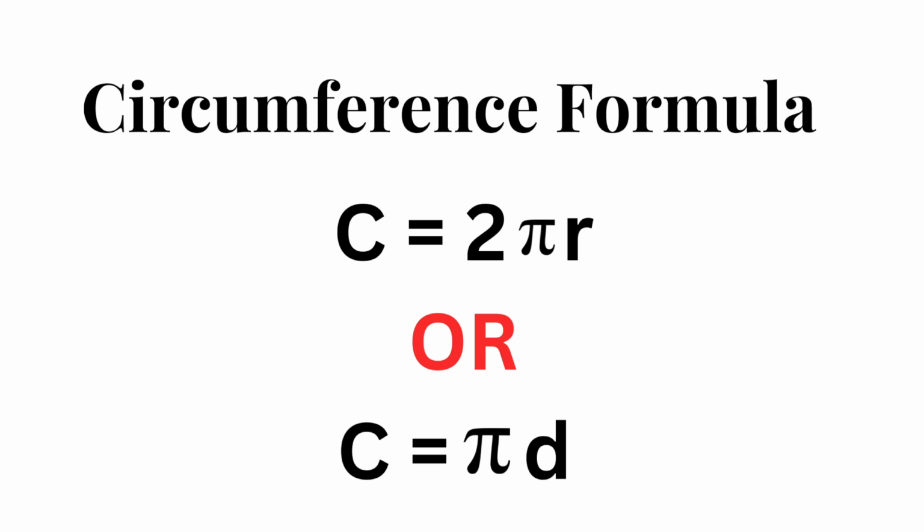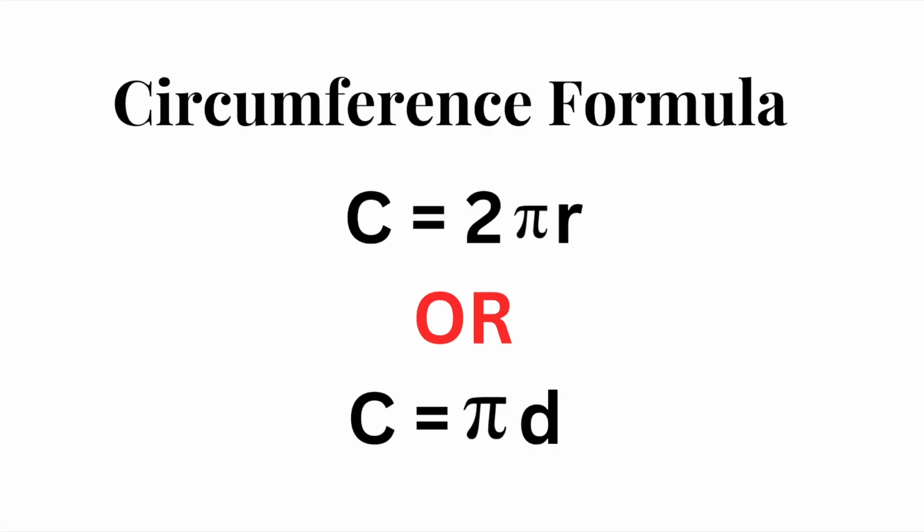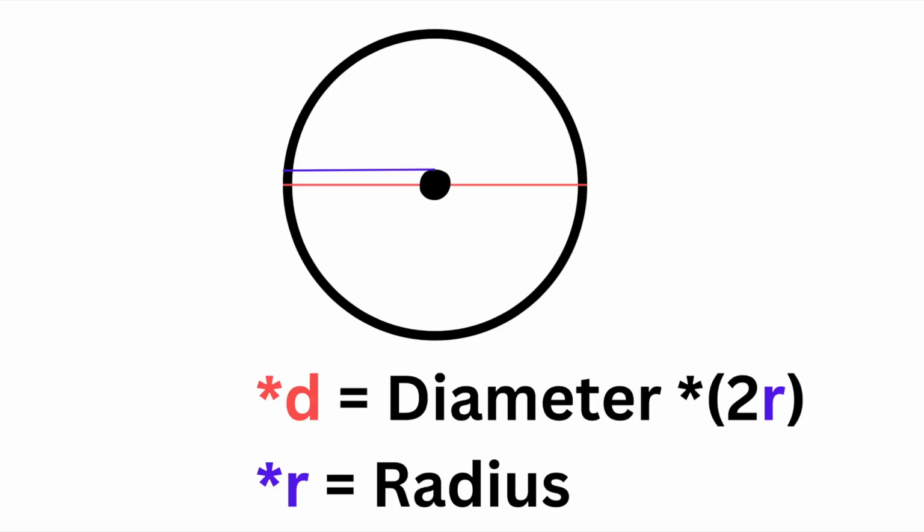The circumference formula can be written in two different ways. One way is as C, circumference, equals 2 times pi times r. Or another way is as C, circumference, equals pi times d. Now let's get into what these variables r and d represent. D equals diameter. D also equals 2 times radius. And r is our radius.